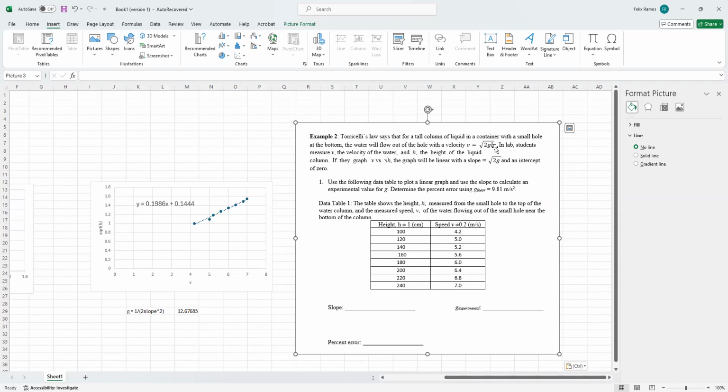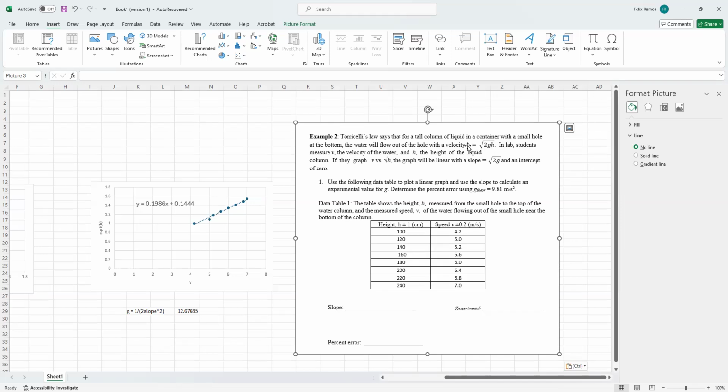So in your graph, you will be graphing in the x-axis the square root of h, and in the y-axis v. What happens if you graph the square root of h in the y-axis and v in the x-axis? The graph is going to change. The slope is going to be different, and the equivalency between the slope and the acceleration of gravity is going to change.